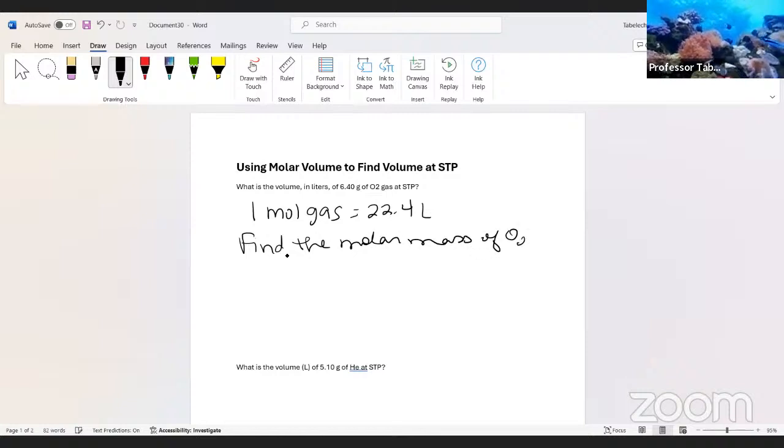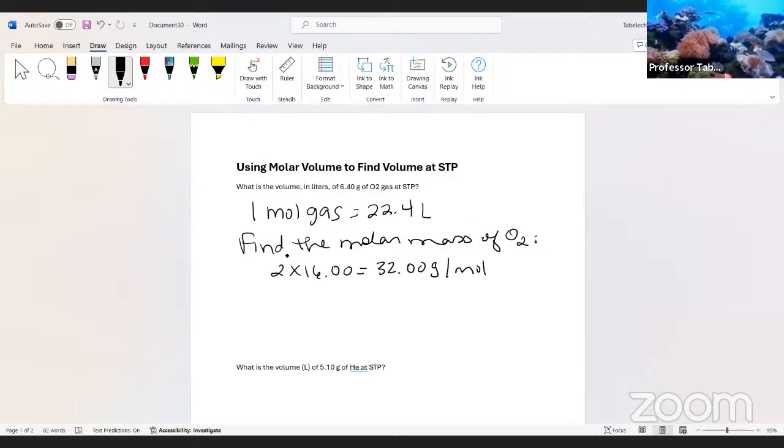Now, of course, we know that O2, there are two of them, and the molecular weight on the periodic table for oxygen is 16. So we're going to say 2 times 16.00, okay? That's equal to 32.00 grams per mole. Now, this is going to play a role in something else that we're going to do after we go through this particular problem, okay? So keep that in mind.